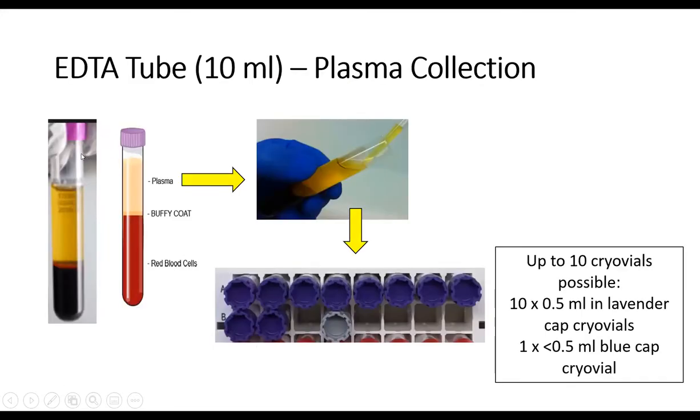And this is just another picture, a cartoon giving you a visual of here's the plasma, here's that little buffy coat layer, and then you'll leave behind the RBCs. You go ahead and draw off the plasma, put all of those into the purple top cryo vials, put that into the cryo box, and add your buffy coat in there as well.